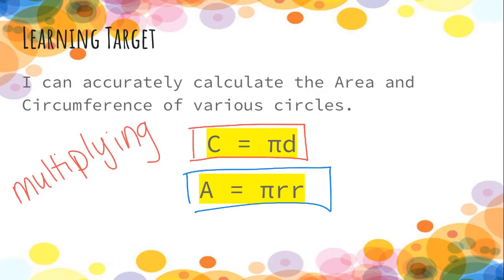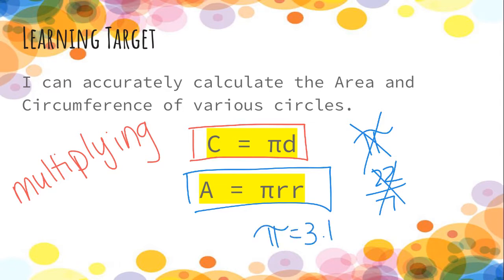And for our lesson, for this whole unit, for pi, I don't want you to use the pi sign on your calculator. I don't want you to use 22 over 7. Instead, I want you to use 3.14 all the time. That way, our answers will always match.